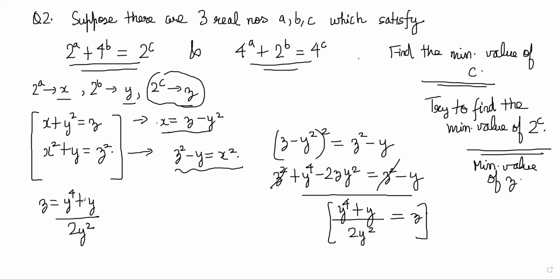Let's try to apply some AM-GM inequality here. I want to get the minimum value of the numerator here. Then only I'll be able to somehow estimate Z. So how can I apply AM-GM? If I directly do AM-GM here, the powers will be off, right? The powers will be weird because it will become Y^5 and then the square root of that, right? So what I mean by that is this. I will just do it here.